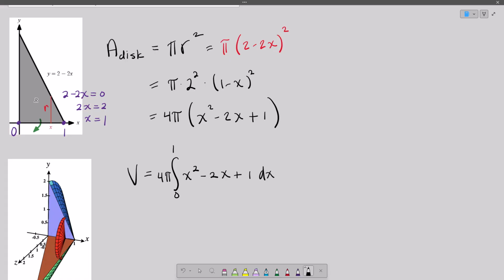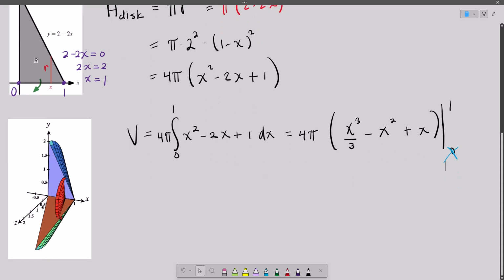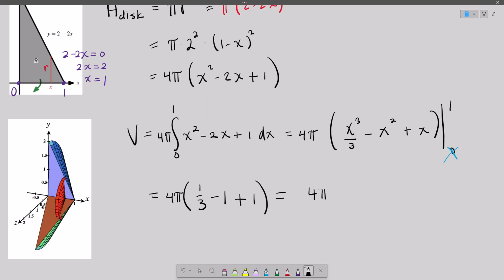This will be the volume. We integrate, we get x cubed divided by 3 minus x squared plus x, from 0 to 1. Once again, we have a 0 that's not going to contribute any volume. So the volume is equal to, plugging in the 1, a third, minus 1, plus 1. So we end up with 4 pi over 3.